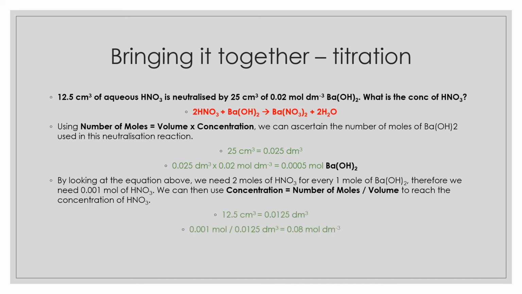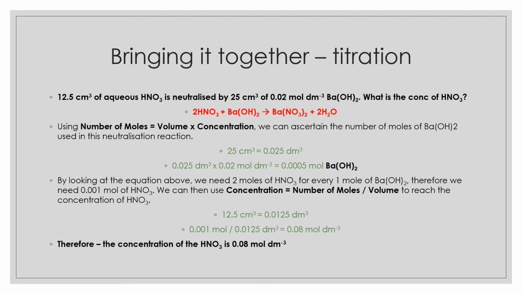We can then use concentration equals moles divided by volume to reach the concentration. 12.5 cm³ is 0.0125 dm³. 0.001 divided by 0.0125 equals our answer, 0.08 moles per dm³. This is the concentration of the nitric acid that was used in the neutralization.